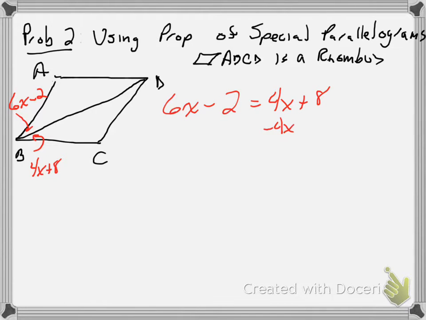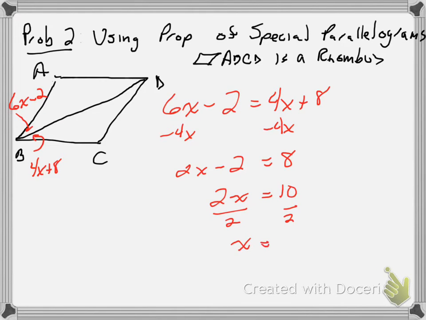Subtract the 4x over. I get 2x minus 2 equals 8. Add 2, you get 2x equals 10. Divide by 2, x equals 5.